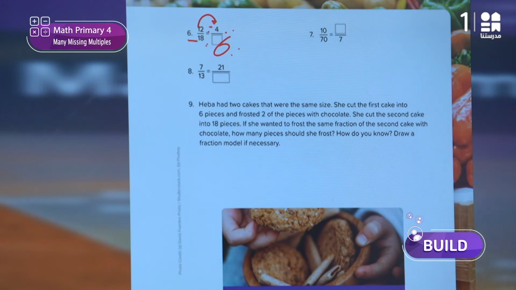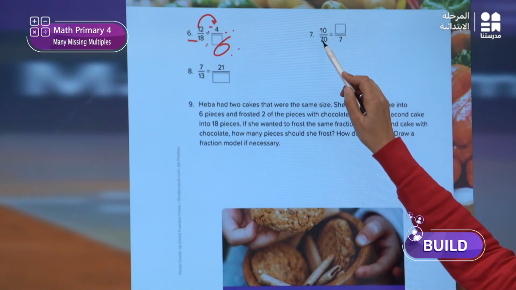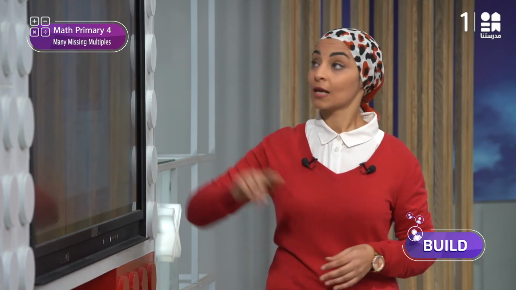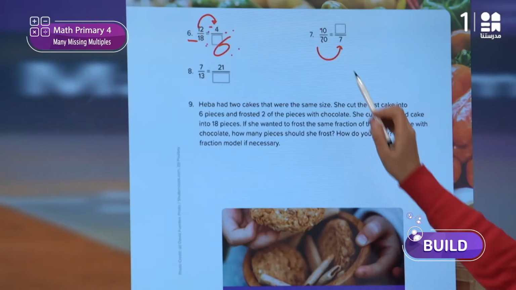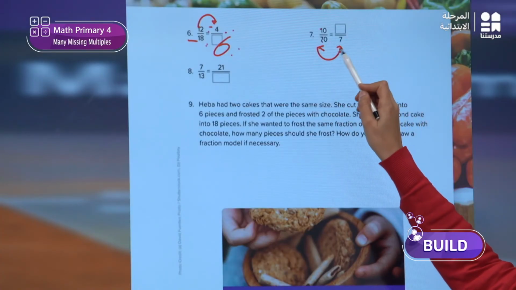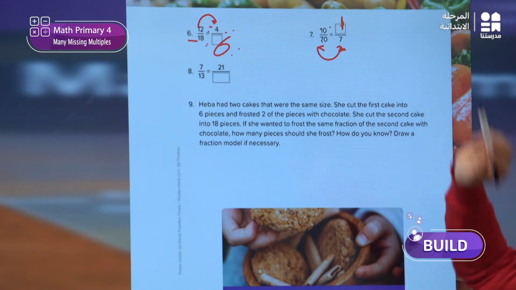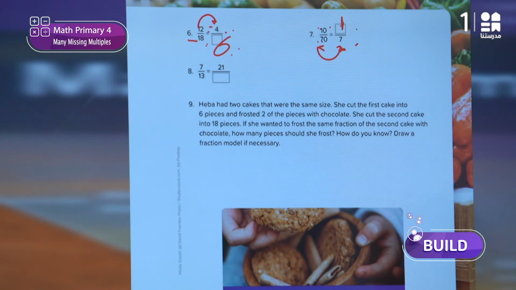Problem number 7, here we want to know the numerator of the equivalent fraction 10 over 70. يعني بيسألني 10 over 70 is what over 7. Okay, تعالوا كده نسأل نفسنا. ال 70 becomes 7, so it is decreased. يبقى I will divide. Divided by what? 70 divided by 10 equals 7. يبقى I must divide the numerator by 10. So 10 divided by 10 equals 1. ده معناه إن 10 over 70 equals 1 over 7.